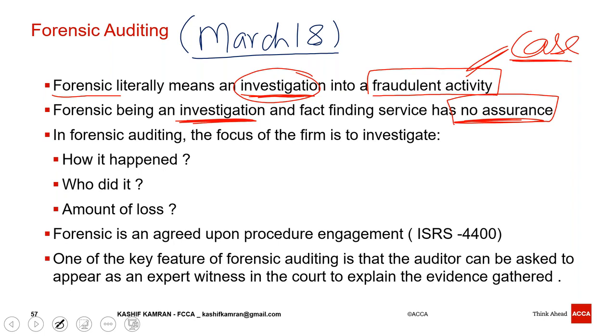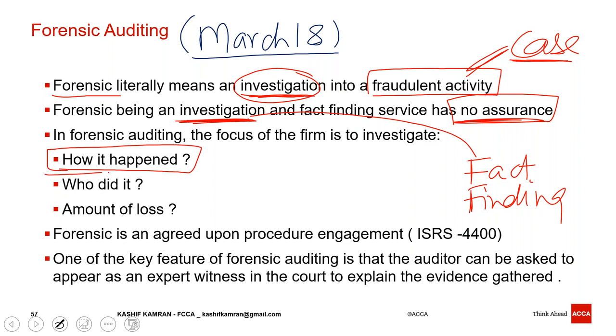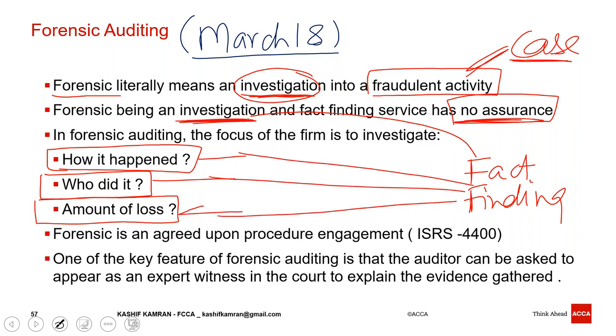Investigation means what? Investigation means fact finding. When you're conducting an investigation, you are doing fact finding. We are doing an investigation on a fraud. And what is the fact finding? 3 things: how it happened, who did it, and the amount of loss. The focus of the fact finding is to identify how it happened, who did it, amount of loss. So that's all part of fact finding.